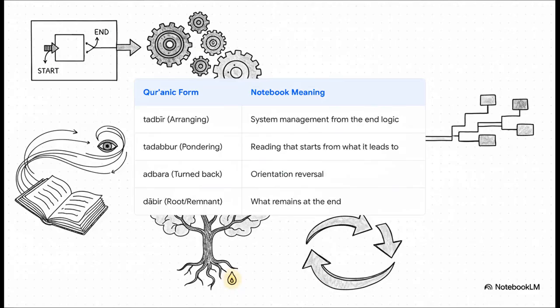And you can see this main idea just branch out in all these different ways. When it's used for arranging something, it becomes tadbir. That's managing a whole system based on its final consequences. When you're talking about deep reading, it's tadabbur, which is reading a text by starting with what it all leads to in the end. Even the word for turning back, adbara, means reversing your orientation towards the back. You see, every single variation is pointing to the end.